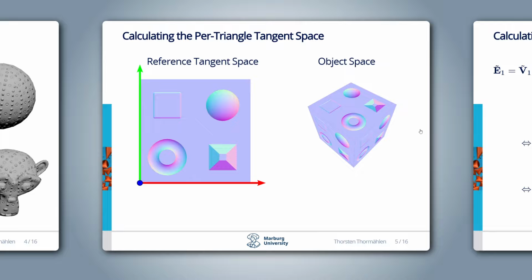Now, before we can talk about how to compute a per-vertex tangent space, we need to talk about how to calculate a per-triangle tangent space.